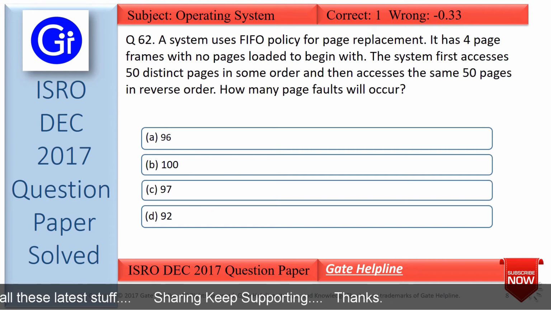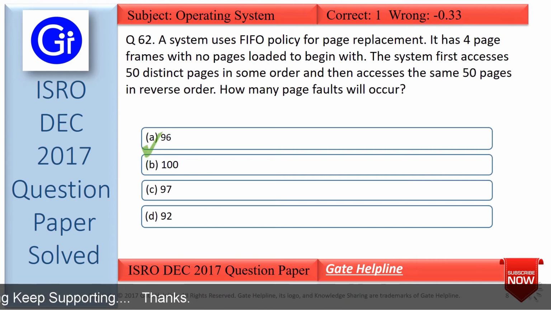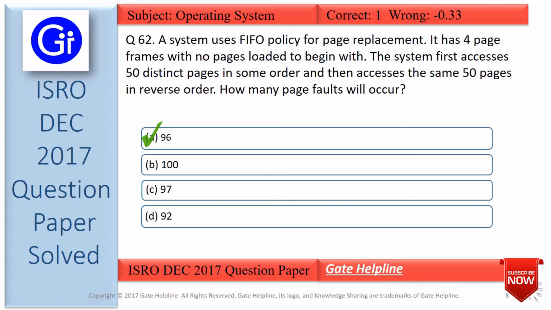As per our explanation, the answer to this question is option A, that is 96 page faults will occur while accessing 50 distinct pages in some order and then accessing the same 50 pages in reverse order.